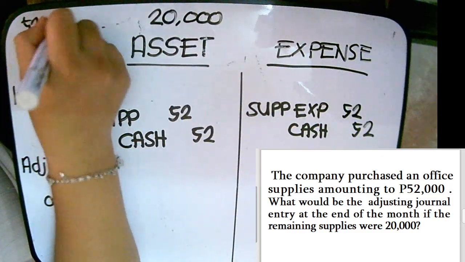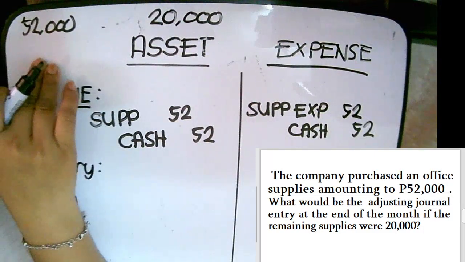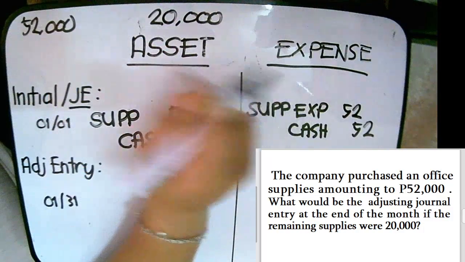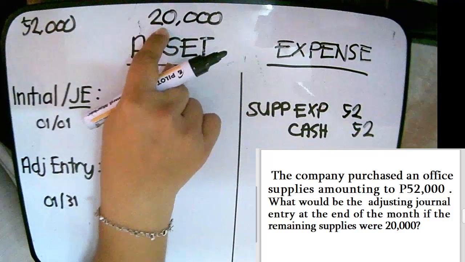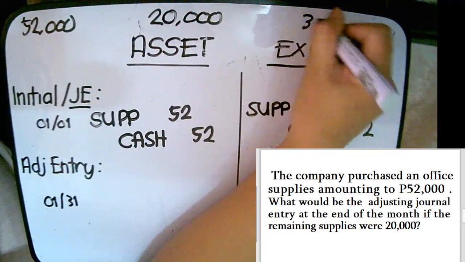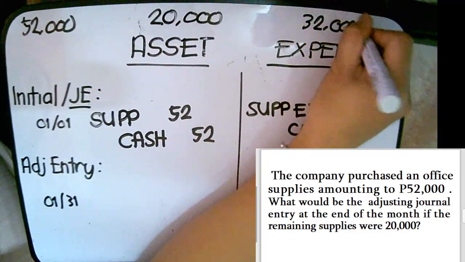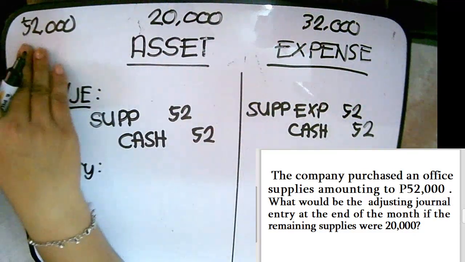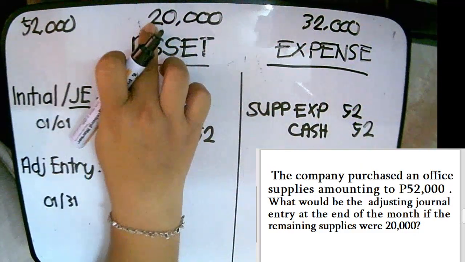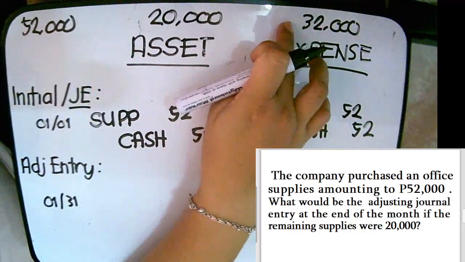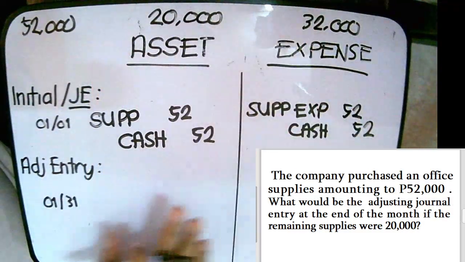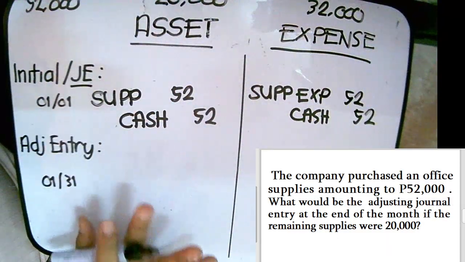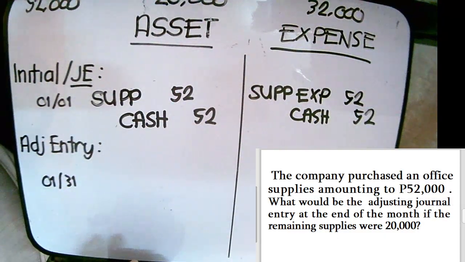Again, originally, our supplies is 52,000. Ito yung remaining, ibig sabihin, yung nagastos na natin, that is 52 minus 20. Yung expense natin is 32,000. Again, out of 52,000, 20,000 yung natira, 32,000 yung nagastos. So, to reflect the true balance of our supplies na 20, dapat gagawa tayo ng adjusting entry for that.